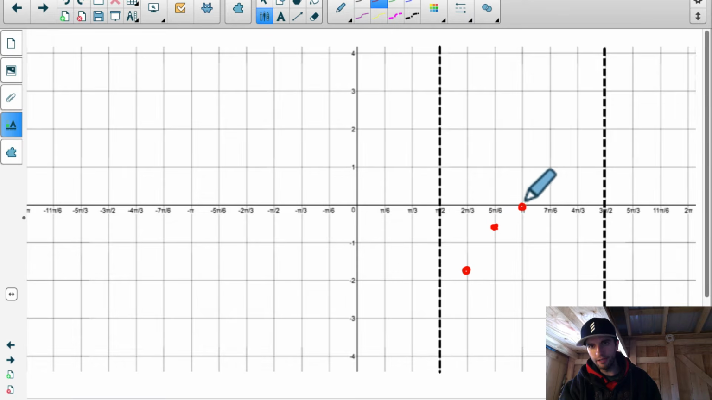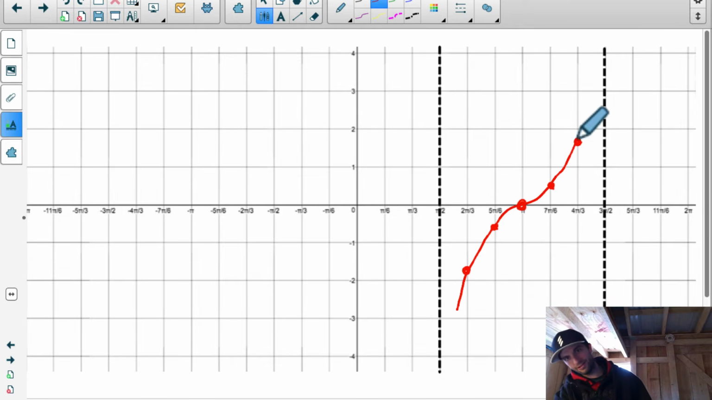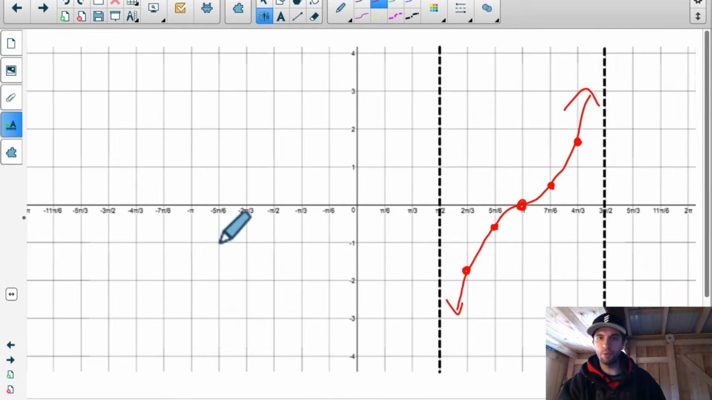And then at pi, it was 0. At 7 pi over 6, it was 0.58. And then at 4 pi over 3, it was back to positive 1.73, which is about right there. So the tan function looks something like this between the asymptotes. It does a little curve through there and up like that, approaching the asymptote. So there's one cycle of the tan function.